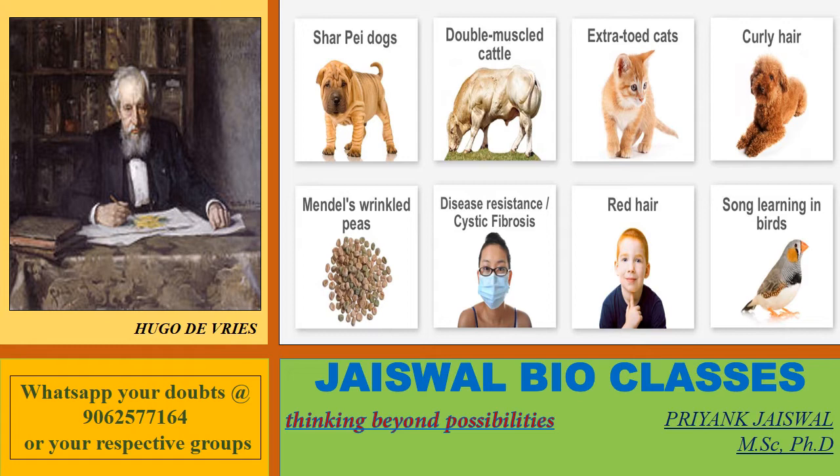Good afternoon, students. In today's class, we will discuss mutation. Now, mutation is a deviation in an individual from the normal wild type. Let's look at the image: the dog, the bull, the cat, even the humans, they have some deviation from the normal individuals present in our local community.